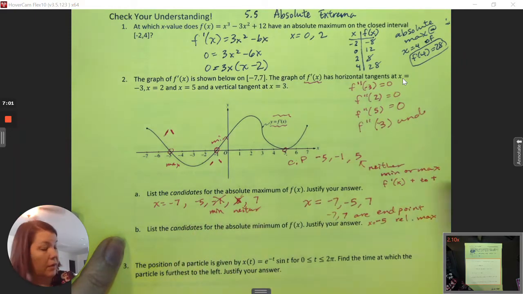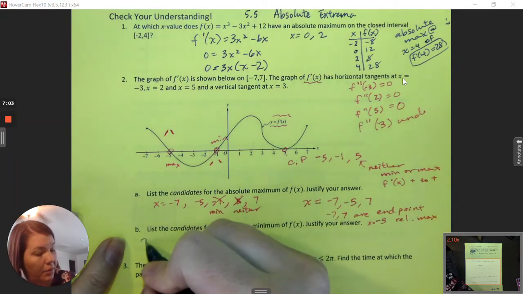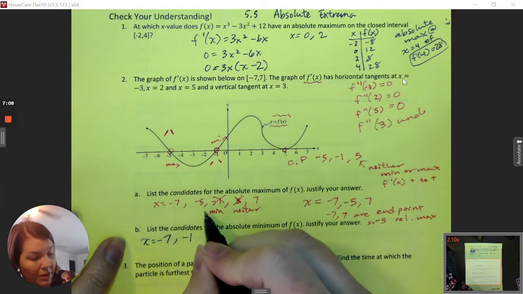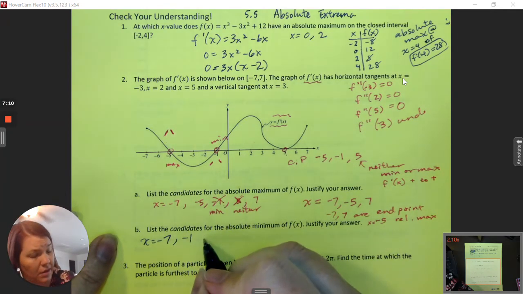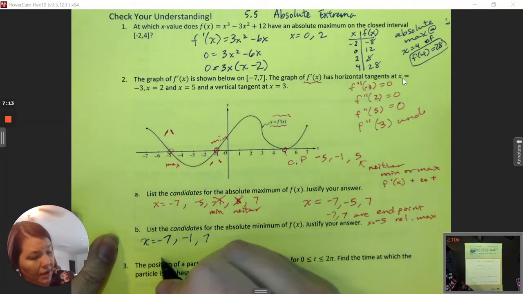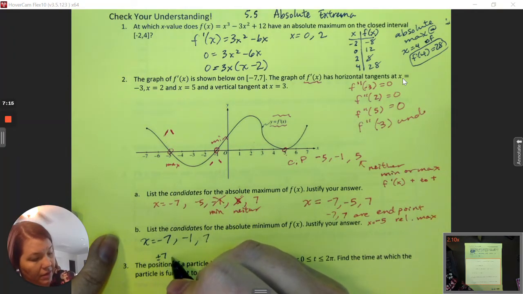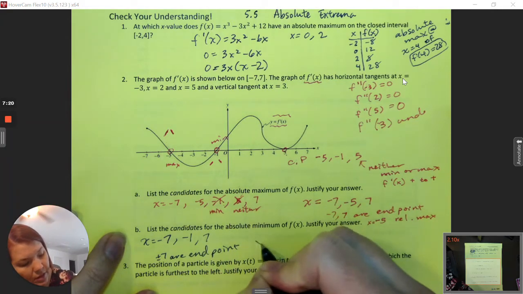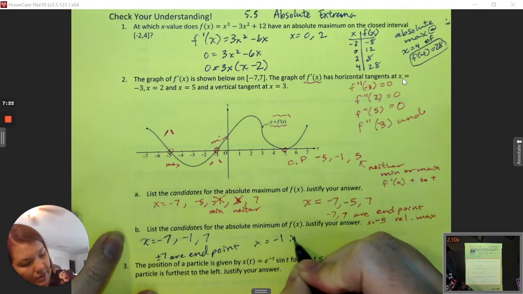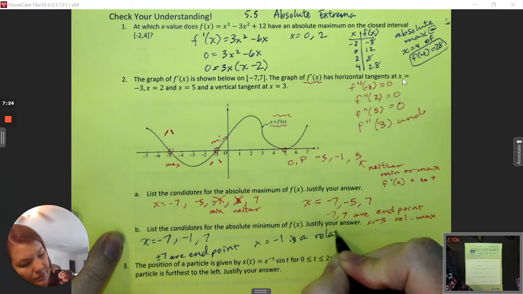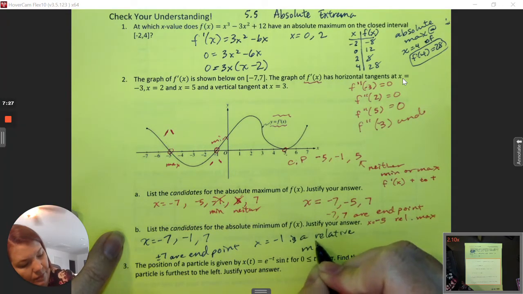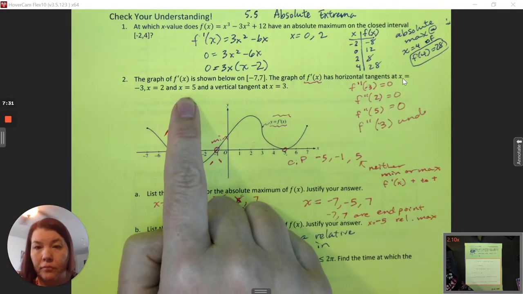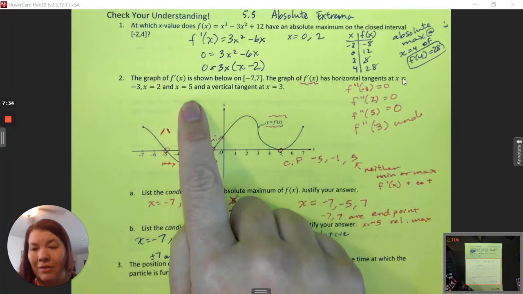The candidates for the minimum then will be x equals -7 and -1, but not -5 because -5 is a max. And 7, and again, 7 and -7 are endpoints, and x equals -1 is a relative min. Now, why did they tell me all that stuff if I didn't need it?